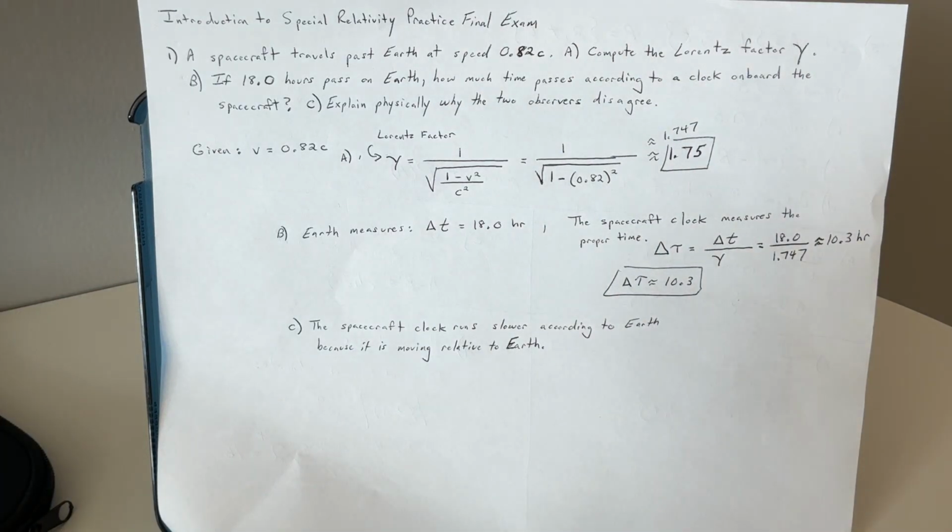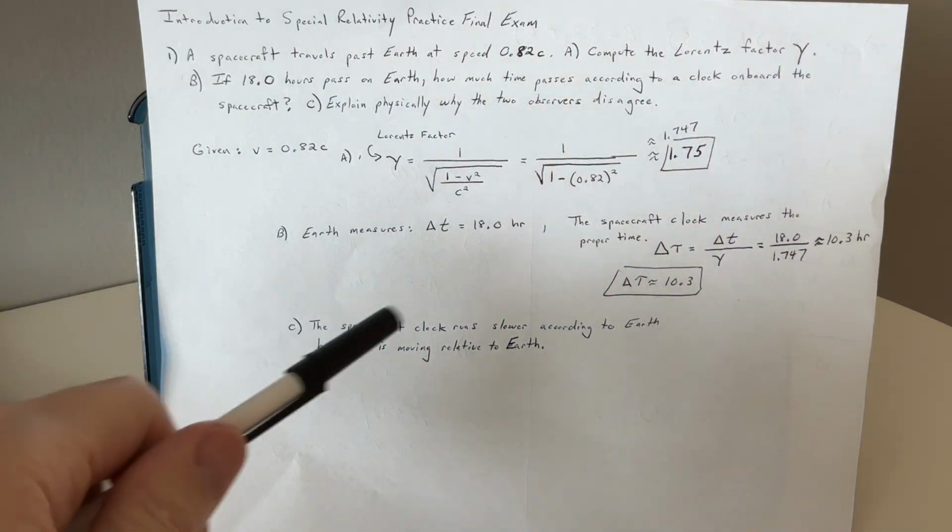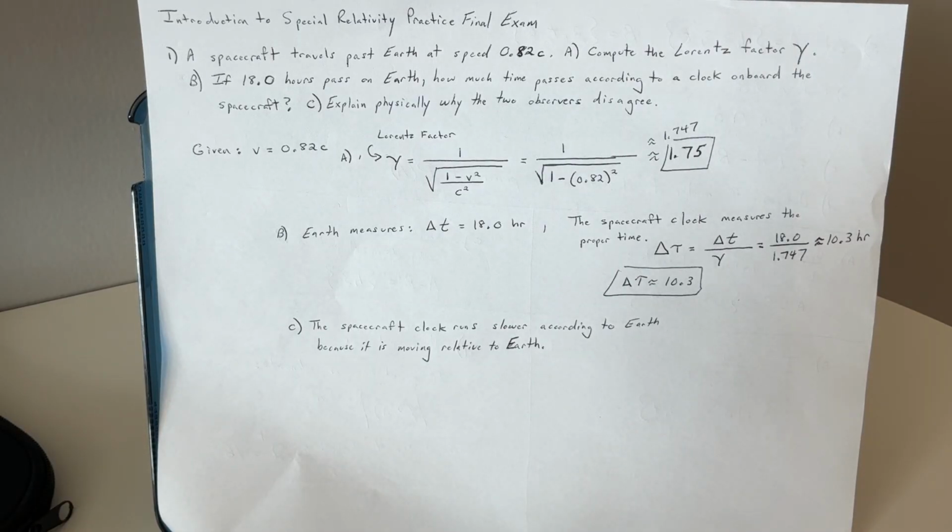And letter C, explain physically why the two observers disagree. Well, the spacecraft clock runs slower according to Earth because it is moving relative to Earth. Okay, so that's number one. Let's move along to number two.